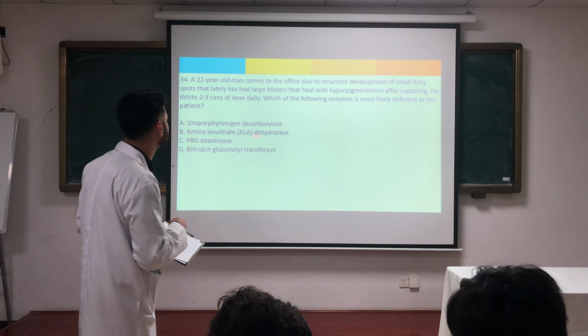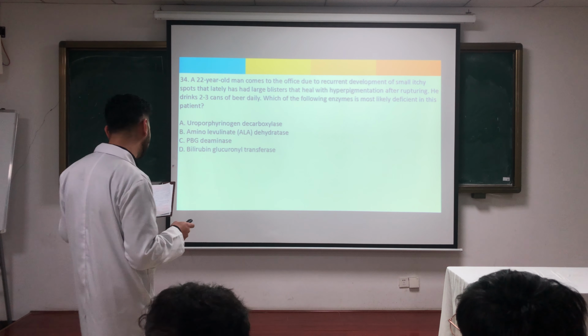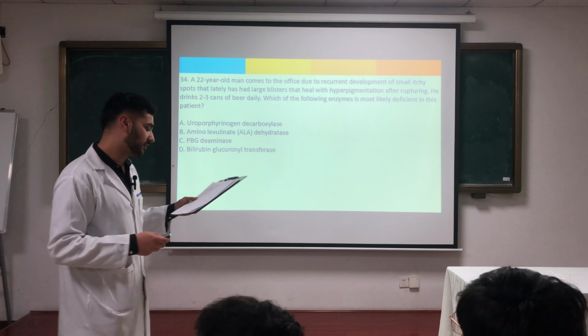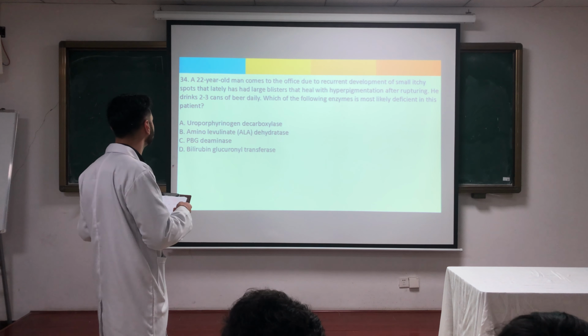Uroporphyrinogen decarboxylase. Okay, basically porphyria cutanea tarda is the common disorder of porphyrin. It presents with photosensitivity, with vesicle and blister formation. Here we can see that there are blisters that heal with hyperpigmentation after rupturing. So basically it's due to the hypersensitivity. There are vesicles and blister formation on exposed areas, as well as edema, pruritus, pain and erythema in the patient.